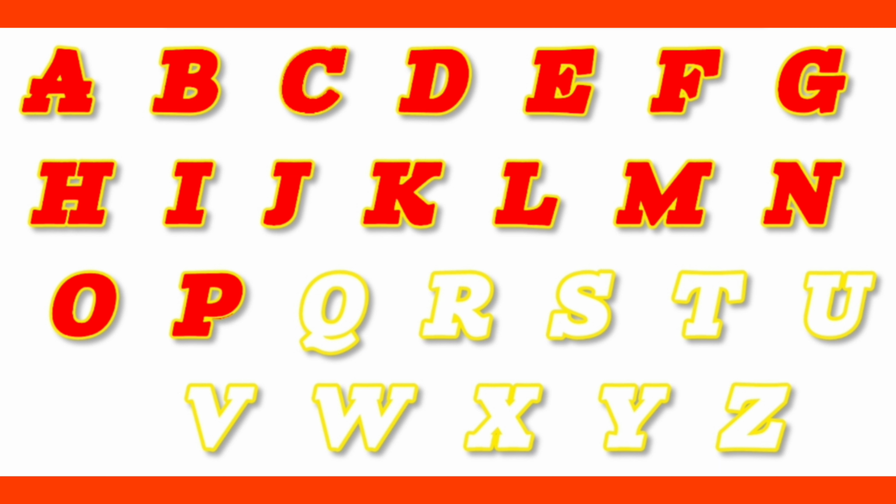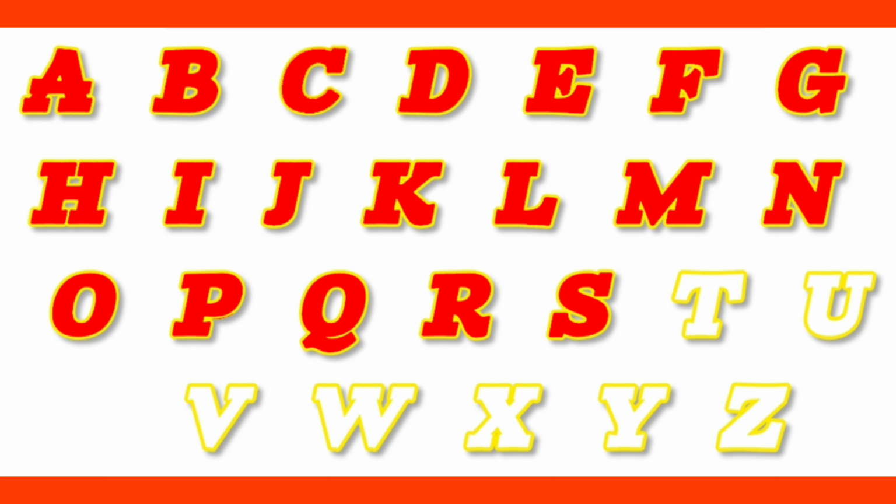P. P for parrot. Q. Q for queen. R. R for rabbit. S. S for sunflower. T. T for tree. U. U for uniform.